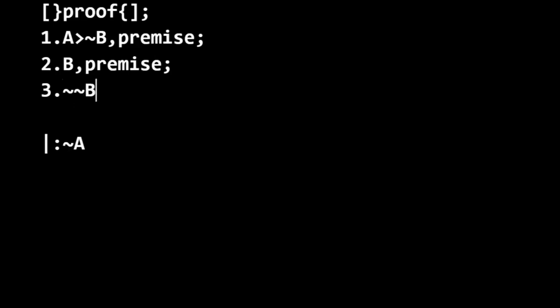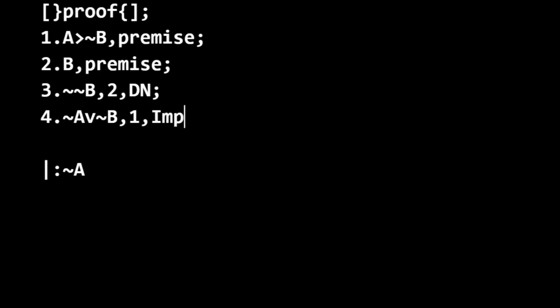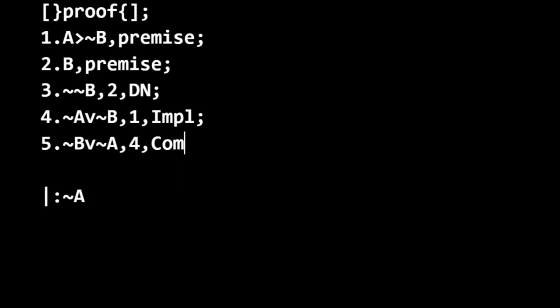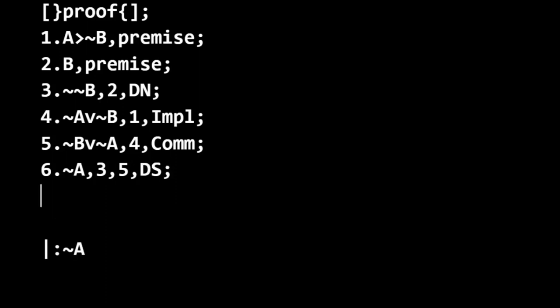Now that we know where things are going, we can do double negation here and then do implication, do not A or not B from line one, implication, and then we still need to do commutativity from line four. And then with six, we can do not A from lines three and five by the disjunctive syllogism.